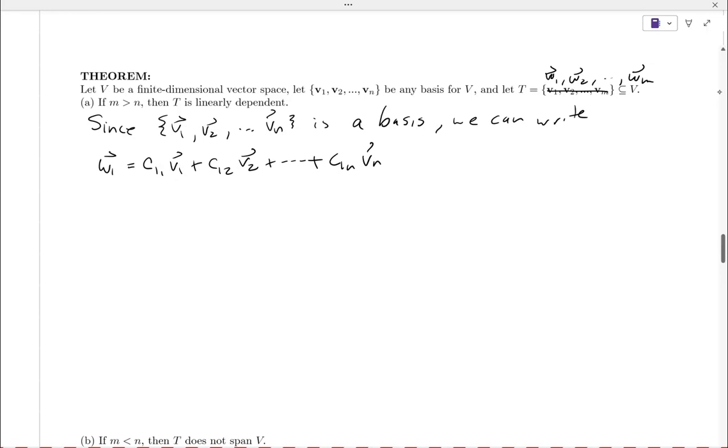So I know there's a linear combination of the V's that gives me W1. So I'll use the constants C11, C12, and so on down the line. Do the same thing for W2. Write it as a linear combination of the V's. Keep doing this all the way down to the W's.